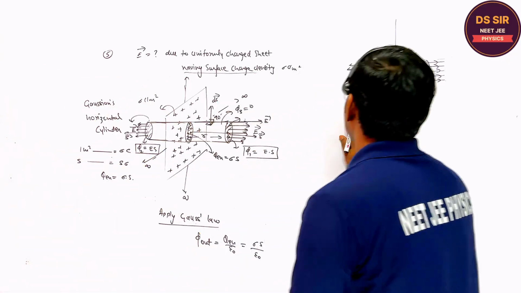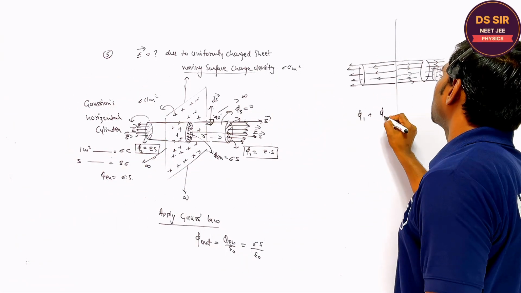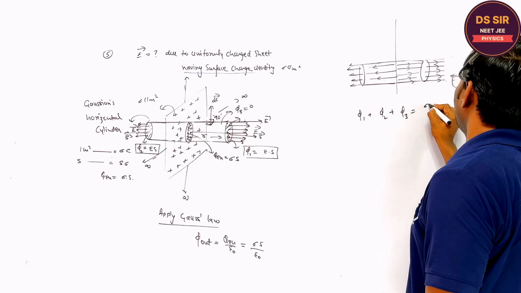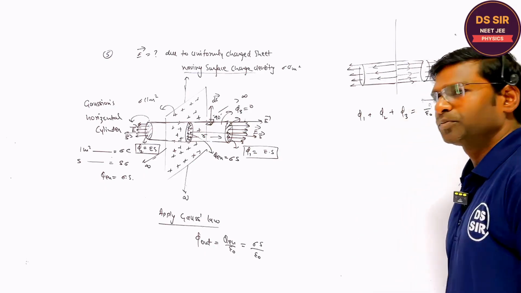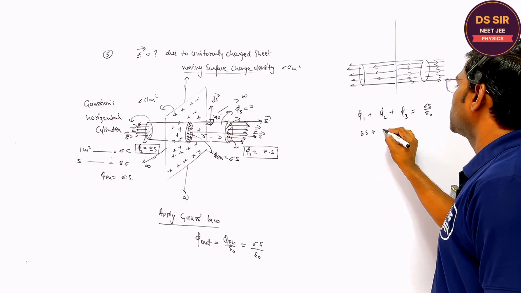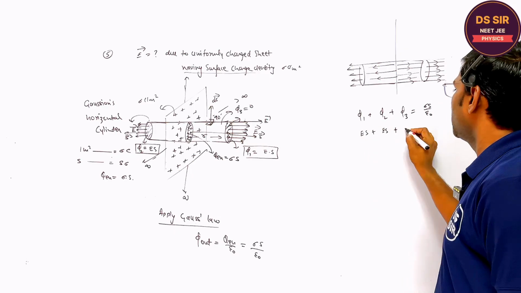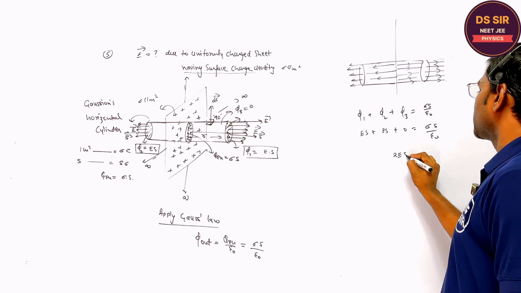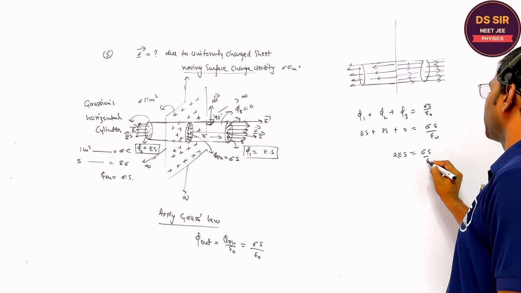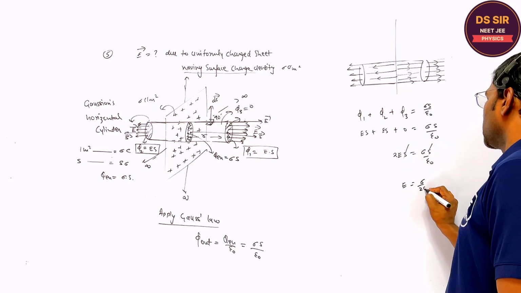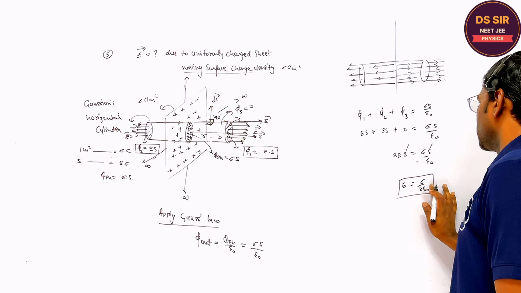So the total flux I am writing, phi 1 plus phi 2 plus phi 3, is equal to sigma S upon epsilon naught. So phi 1 is ES, phi 2 is ES, and phi 3 is 0, equal to sigma into S upon epsilon naught. 2 into E into S is equal to sigma into S upon epsilon naught. The S's will cancel out. So the electric field is what? Sigma upon 2 epsilon naught. Is it clear or not?